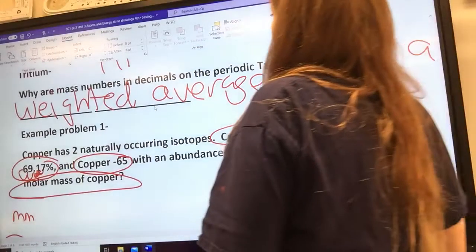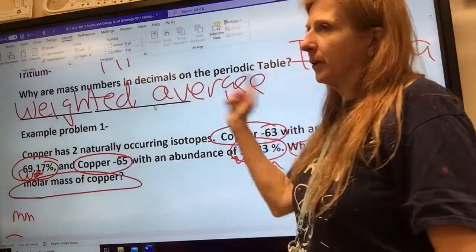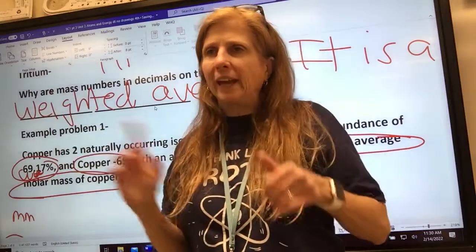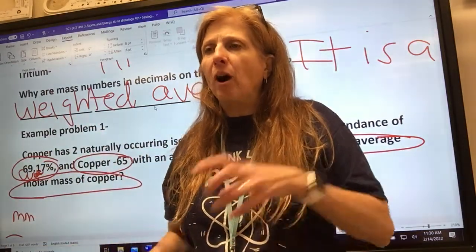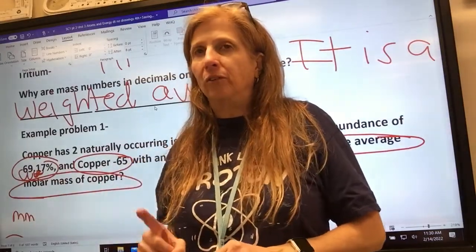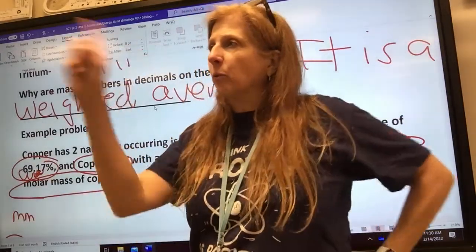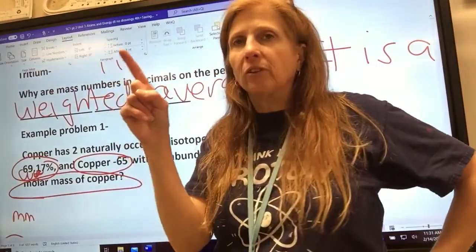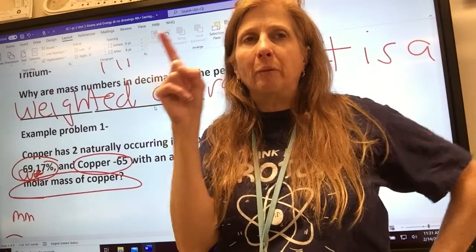Why are mass numbers decimals on the periodic table? When we just did those reactions, they were all whole numbers, weren't they? Remember we learned no decimals, no fractions. But the red numbers on that periodic table are decimals. Does everybody see what I'm talking about?